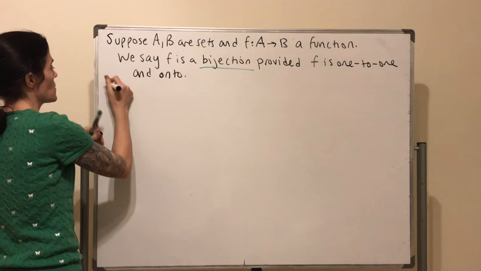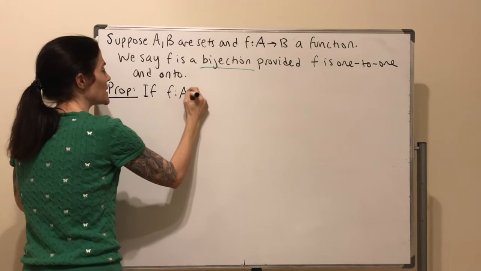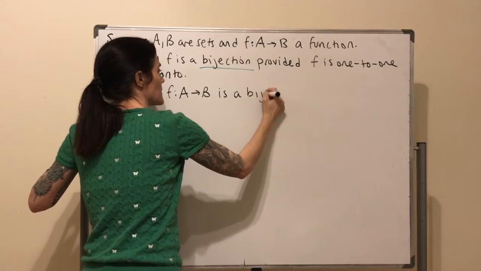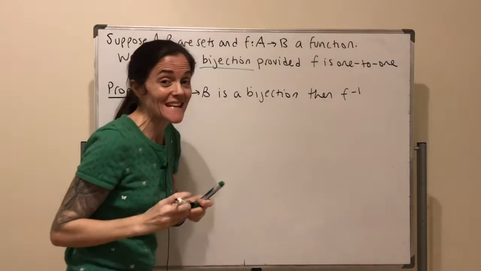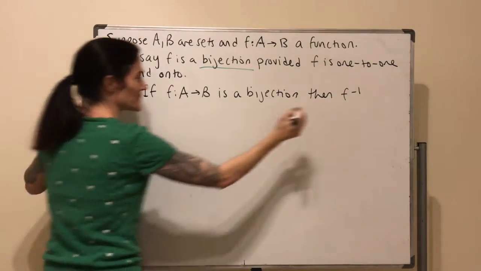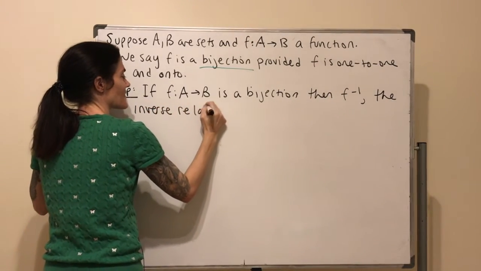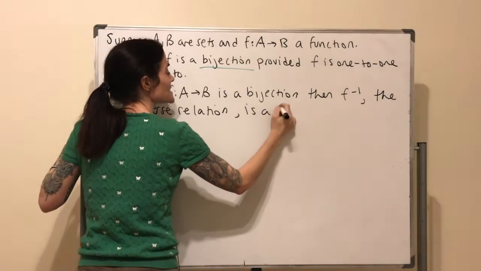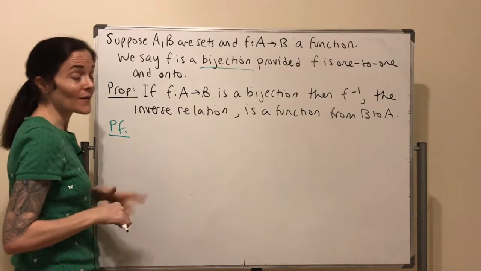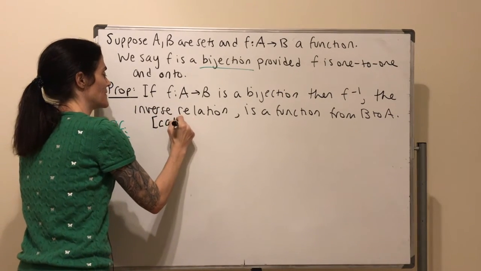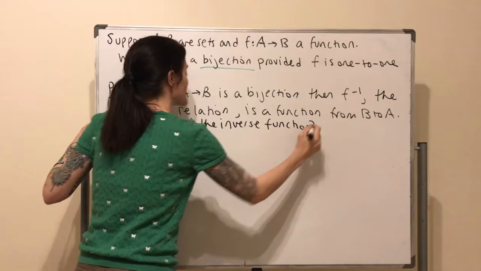Well, it is a theorem, I'll say proposition: if f from A to B is a bijection, then f inverse, which we discussed, the inverse relation, is a function from B to A. And it's called the inverse function. Maybe I should write this. Okay, well, proof.